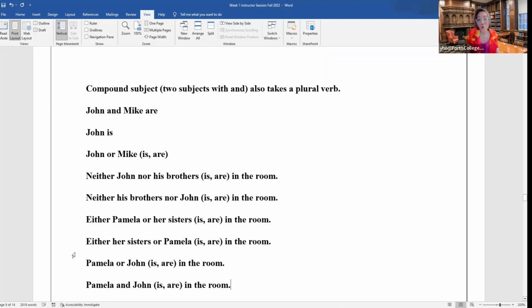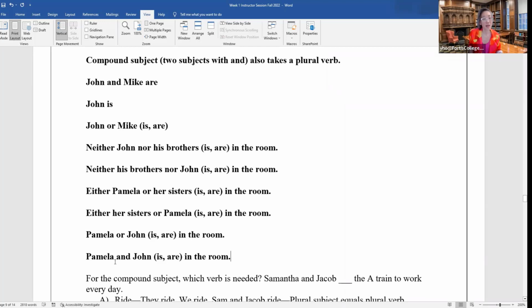Because when we use or, we're choosing: is it her or is it him? So you're singling out someone when you use or. So that's why it becomes a singular verb. Pamela could be the subject or John, either one is the subject. You can't tell because I didn't say. So it becomes is. Now, if I were to say Pamela and John, and I'm putting them together, do we use is or are? It changes everything.